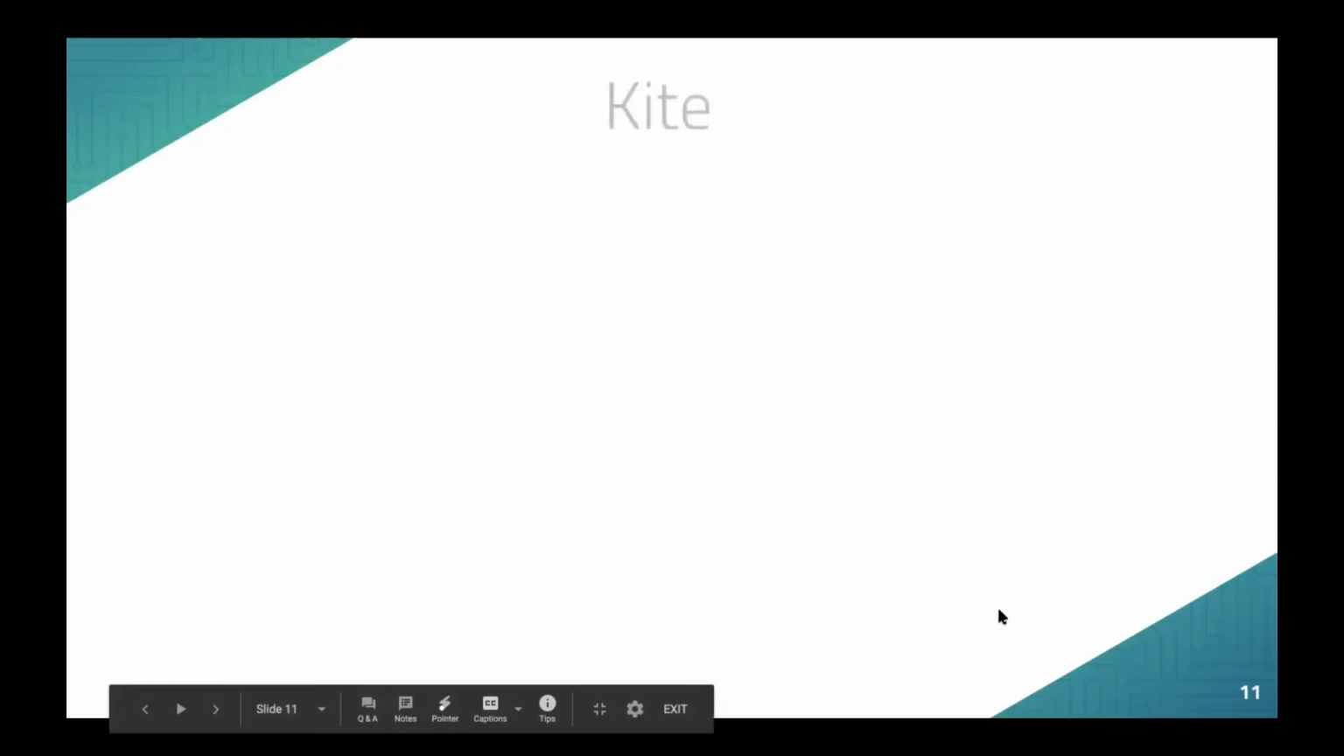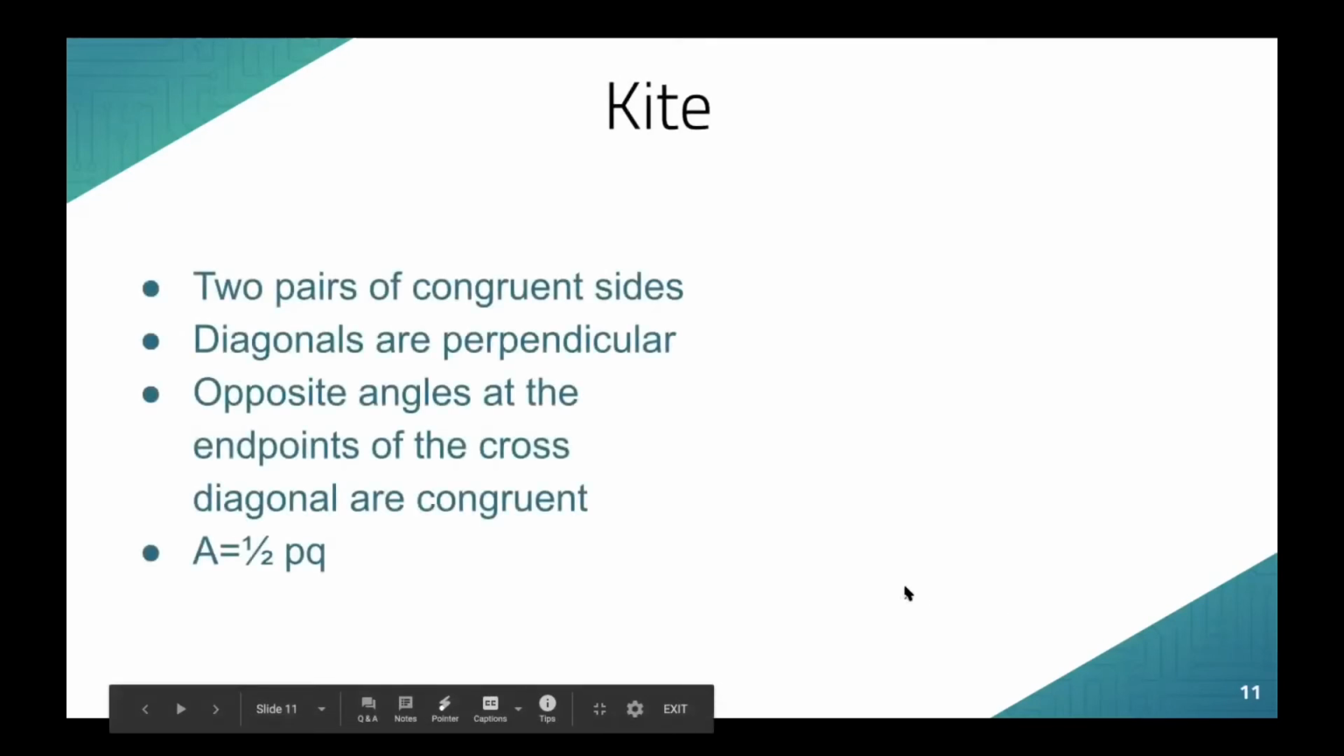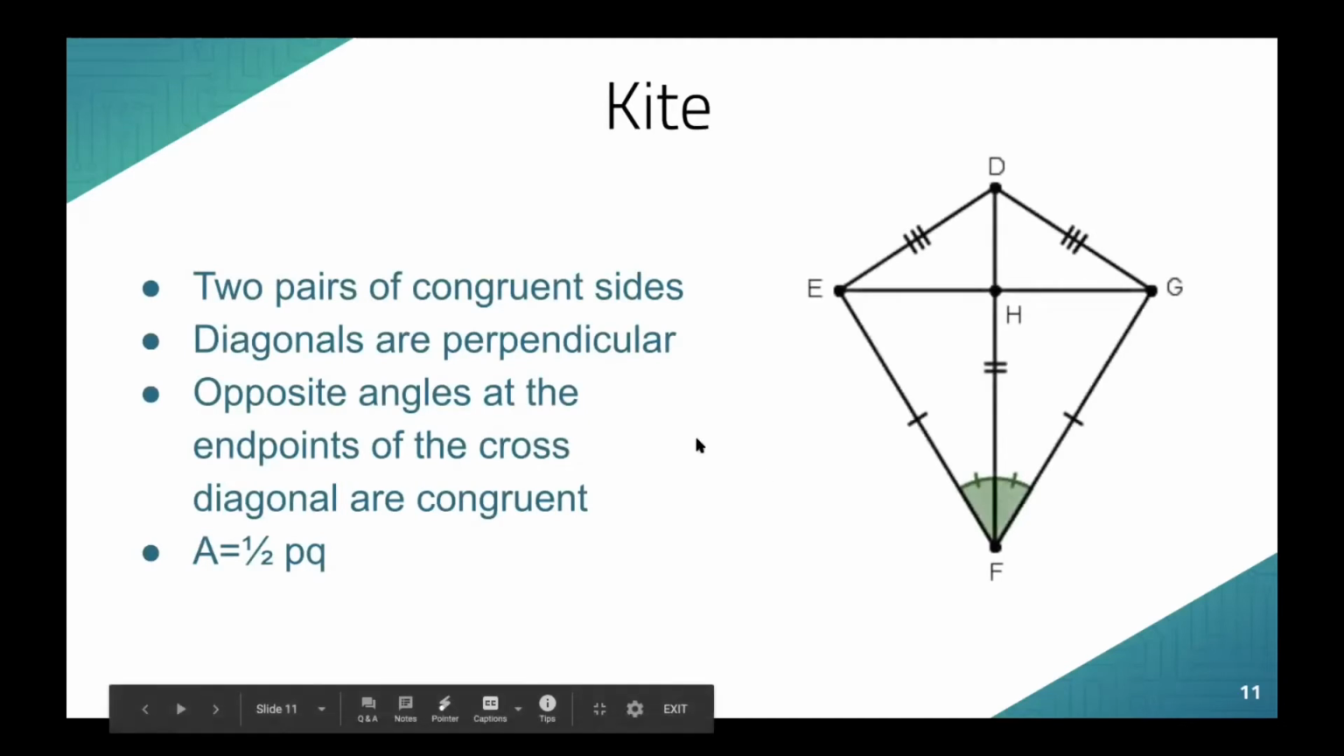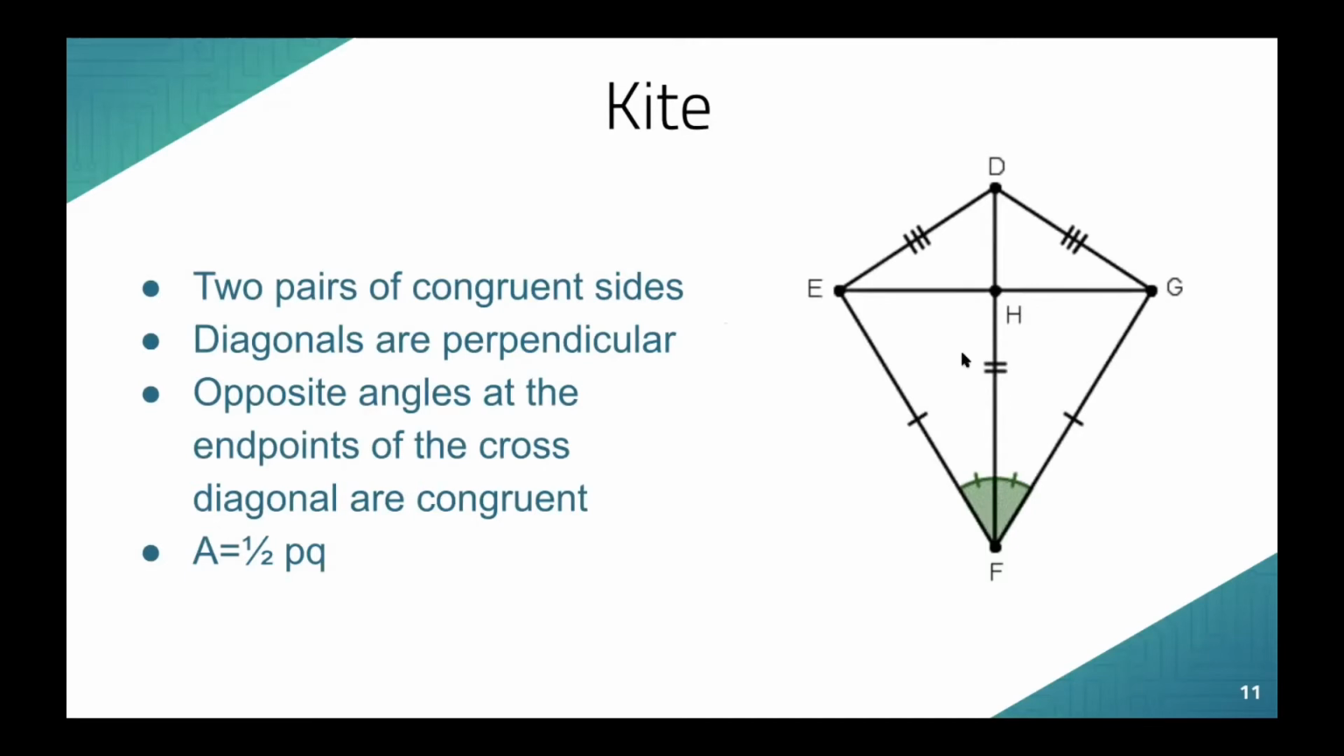Next, we have kite. It's a rarely seen shape in math, but we still have it here because it's a quadrilateral. And so for a kite, it has two pairs of congruent sides. So in this case, ED and DG would be congruent, EF and FG would be congruent. And the diagonals are perpendicular to each other. So the diagonals in this case would be EG and DF. And EG and DF would make four right angles, which are perpendicular.